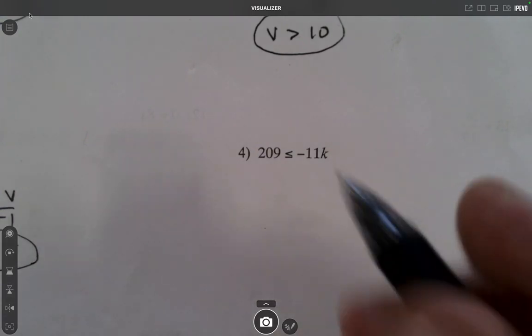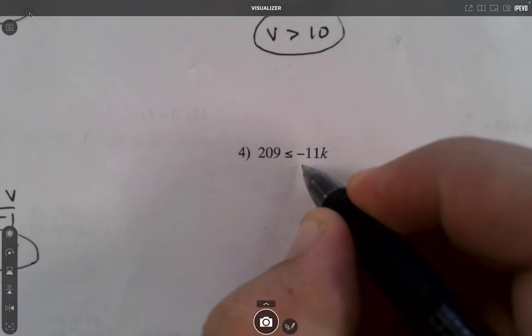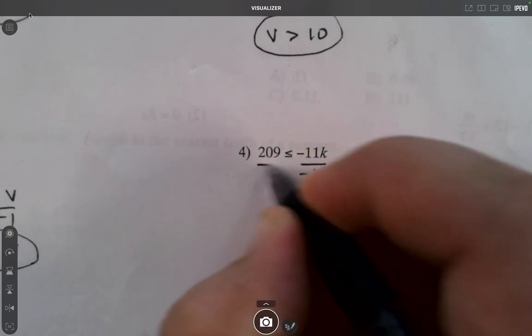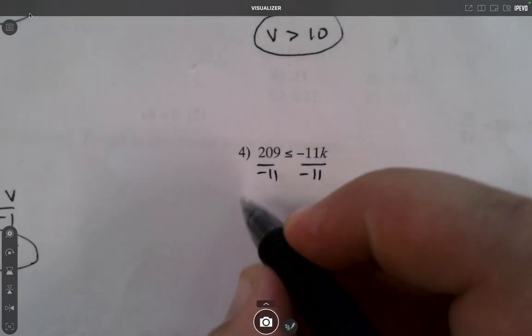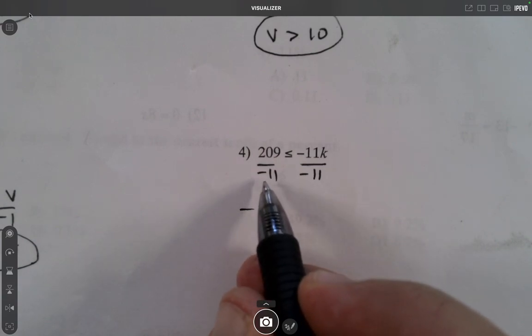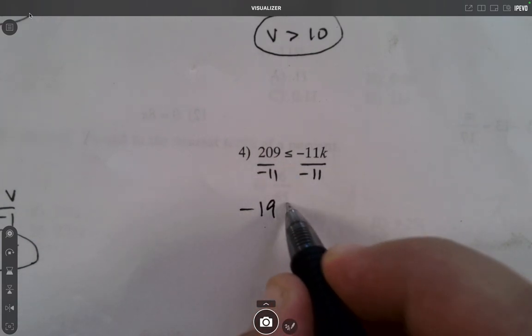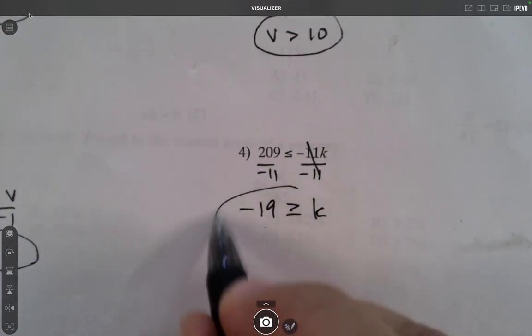Okay, 14, k is being multiplied by negative 11, so we need to do the opposite and divide by negative 11. And you can use your calculator to do this, but 209 divided by negative 11 is negative 19. And because we divided by a negative number, we have to flip this inequality sign to be greater than or equal to, and we leave the k there.